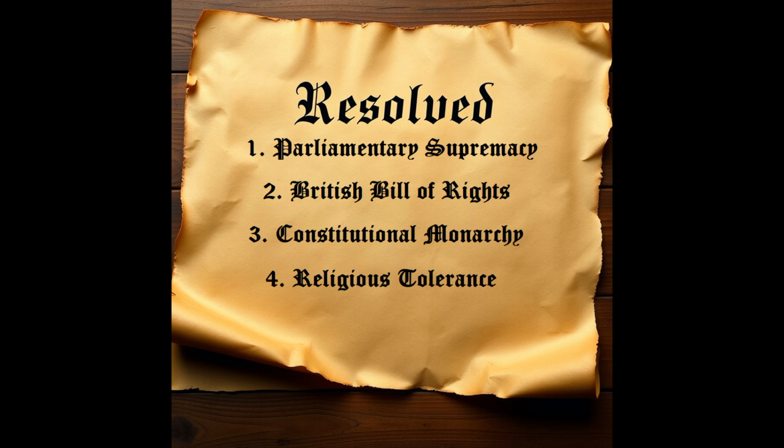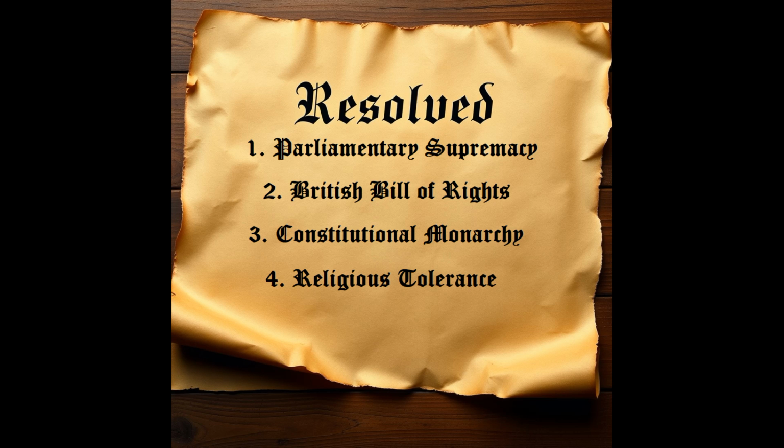The British Bill of Rights, 1689. This document, passed under William and Mary, outlined fundamental rights and limitations on royal power, including regular parliaments, free elections, and protections against arbitrary rule. The establishment of constitutional monarchy.